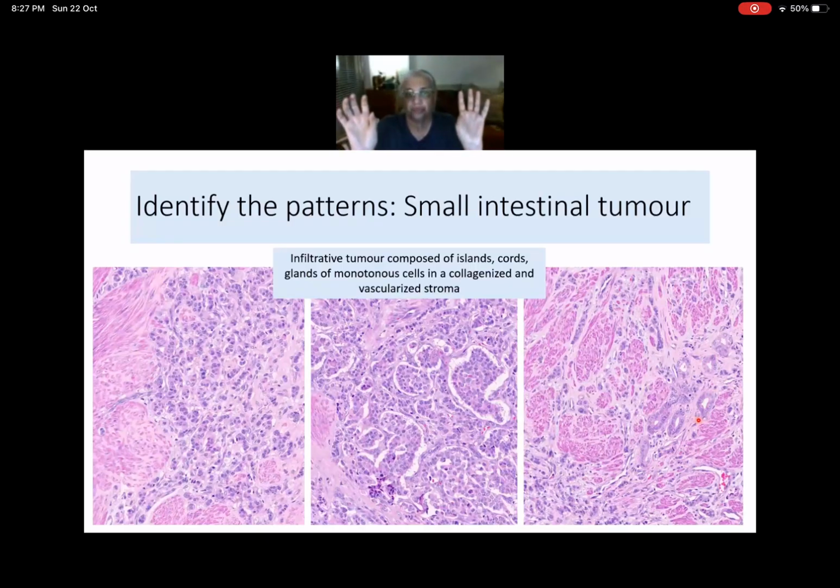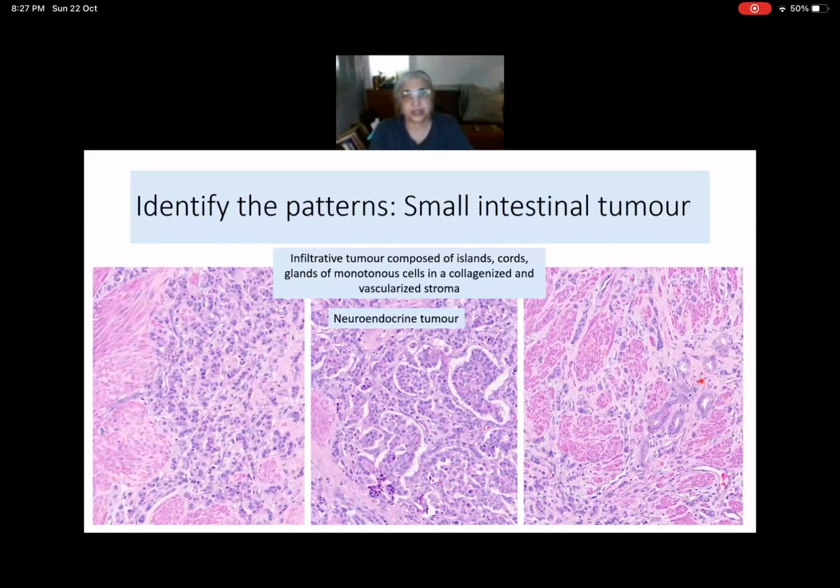Small tubules, right? Tubules. When I don't know whether something is a gland or a duct, then it is safer to use the word tube or tubule. Tubules. Okay, so I don't know whether this is secretory or not, so I call it tubules.